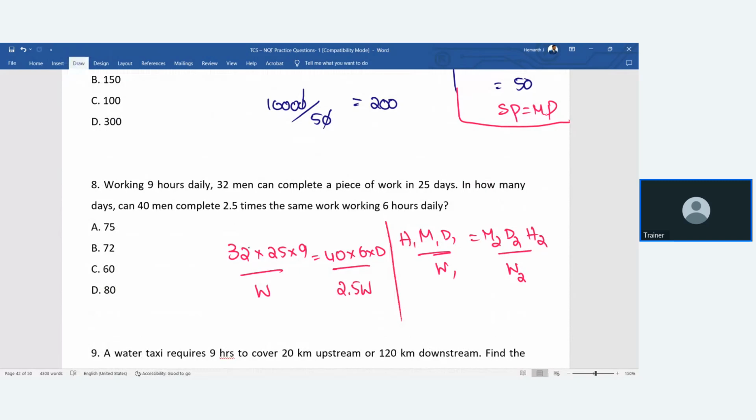So this is 8, 4 times; 8, 5 times; 2.5; work out. So 25 into 3, 75 is the answer. Chain rule: M1 D1 H1 divided by W1 equals M2 D2 H2 divided by W2. Chain rule concept.